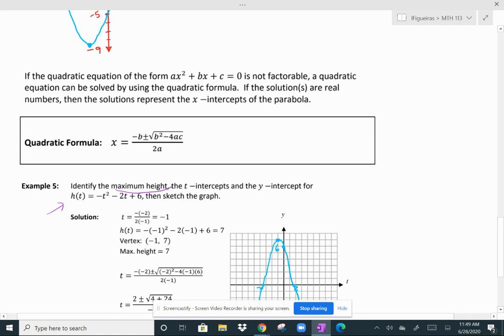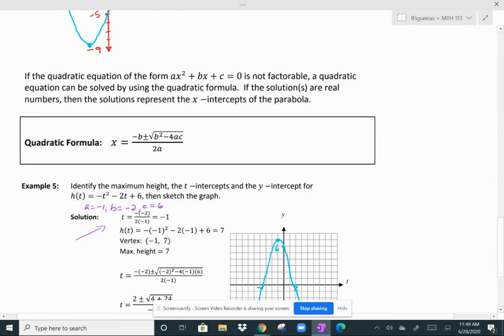So the maximum height will basically be the y value of the vertex because I know it's an upside down parabola, so there will be a maximum there. So let's find the vertex. I'm going to use the second method, which is to use negative b over 2a. So my a is -1, my b is -2, and my c is 6.